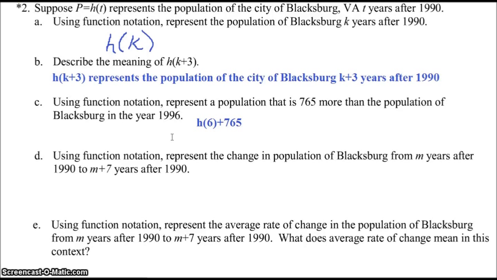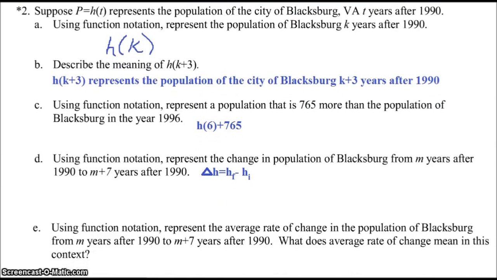Part D, using function notation, represent the change in population of Blacksburg from m years after 1990 to m plus 7 years after 1990. So here we're interested in a change in population. Recall that a change is the final value minus the initial value. So remember, our delta h is what we use to represent change. So delta h equals h final minus h initial.